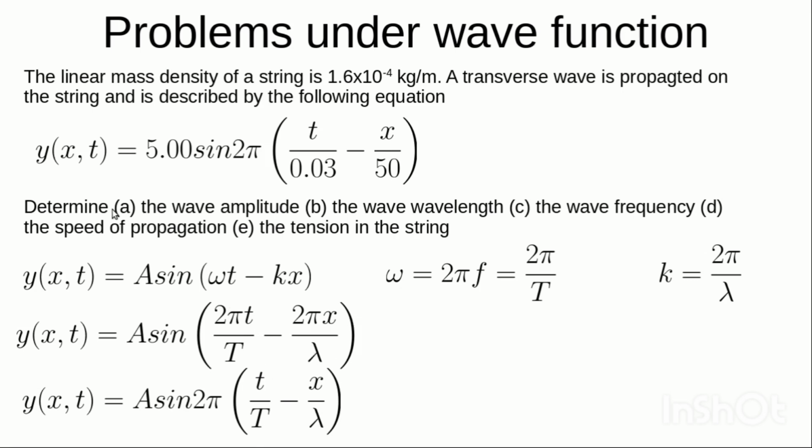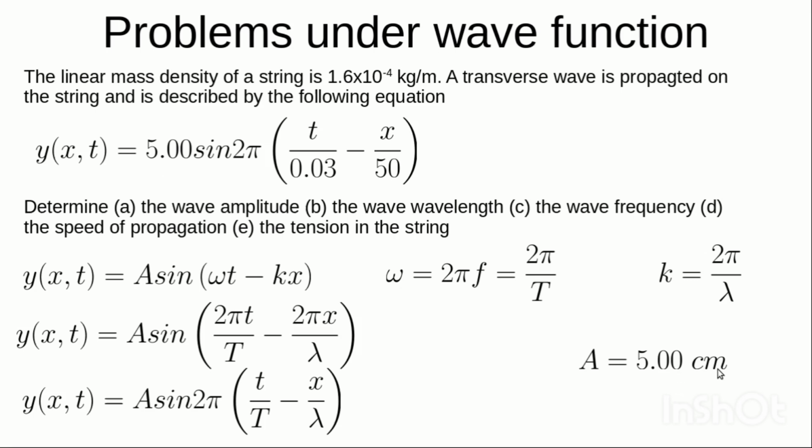From the first question, if we compare this with this, we see resemblance. 2π, 2π. Our A here is 5. Our t here is t. Our period here is 0.03. Our wavelength is already determined, which is 50. From the question, we are asked to determine the wave amplitude. So the amplitude is A, which is 5. So we have A equal to 5 centimeters.